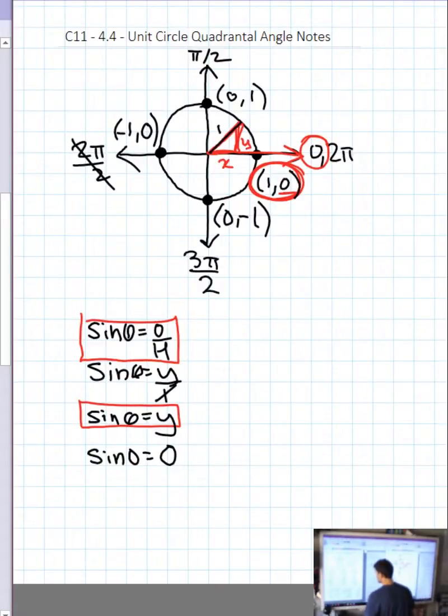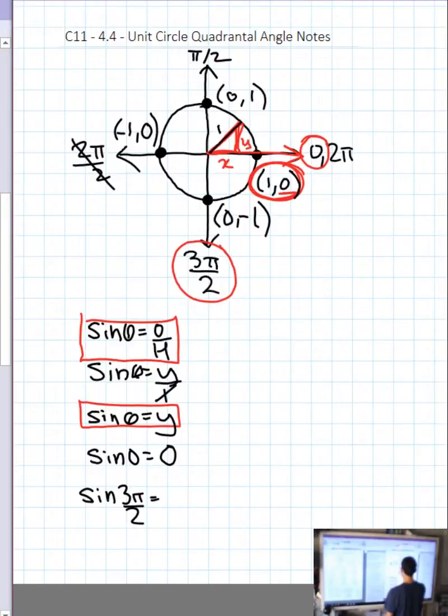Let's do one more. Sine of 3 pi over 2 equals. Well, 3 pi over 2 is the angle going straight downwards with the terminal arm pointing straight downwards. So I will circle that point, and I know from above that sine theta is the y value of the unit circle. Therefore, the y value of that point is -1. Therefore, the sine of 3 pi over 2 is equal to -1, the y value of the point on the unit circle.